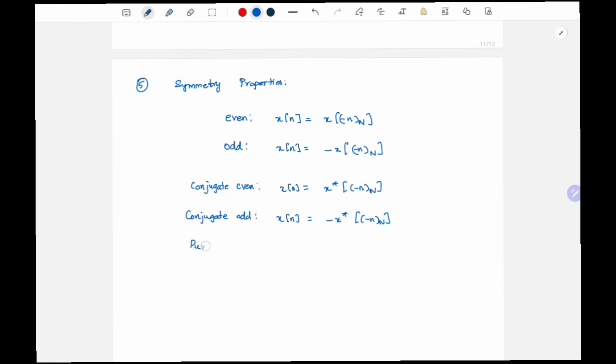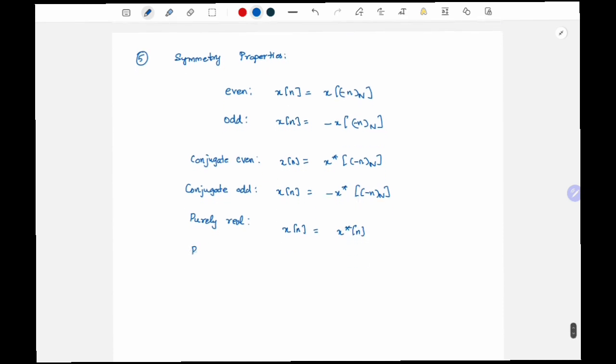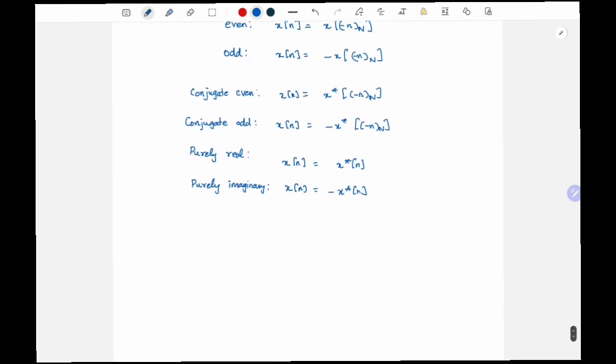So for purely real, what will you have? That anyway doesn't depend on your minus n. So you will have x of n equal to x star of n. And for purely imaginary, you will have x of n equal to minus x conjugate of n. But you have to represent from x of n, you just have to take only the real part. Then what do you have to do?